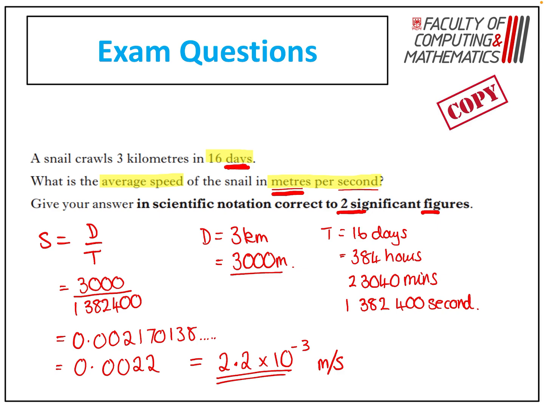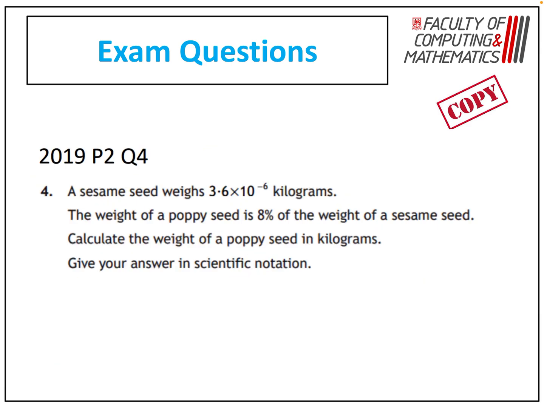Okay, let's have a look at another one. You can see here this is from the 2019 question paper. A sesame seed weighs 3.6 times 10 to the power of negative 6 kilograms. The weight of a poppy seed is 8% of the weight of a sesame seed. Calculate the weight of a poppy seed in kilograms, giving your answer in scientific notation.